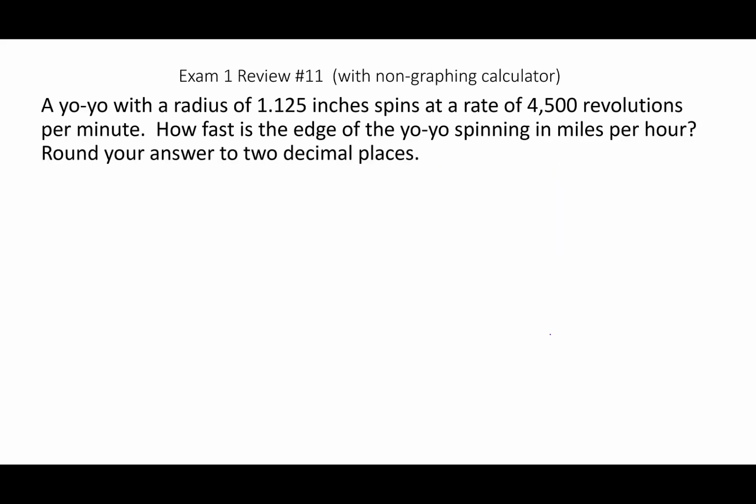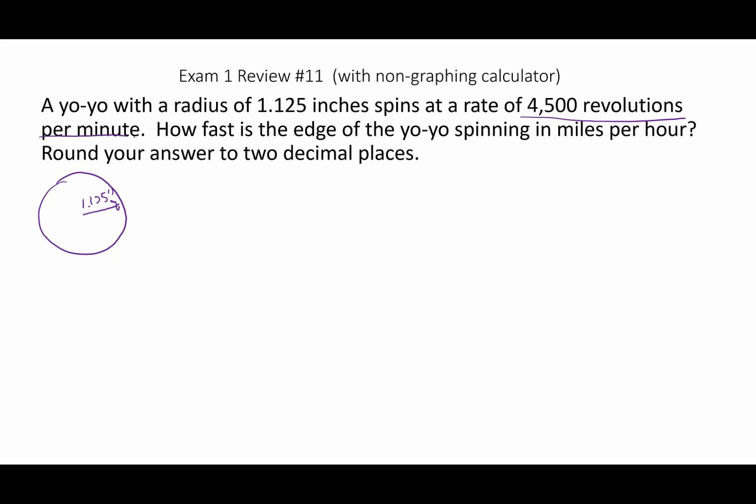Okay, let's go on. We have a yo-yo here. A yo-yo with a radius of 1.125 inches spins at a rate of, so here's our yo-yo. We have a radius of 1.125 inches. This yo-yo spins at a rate of 4,500 revolutions per minute. And we want to know how fast is the edge of the yo-yo spinning in miles per hour.